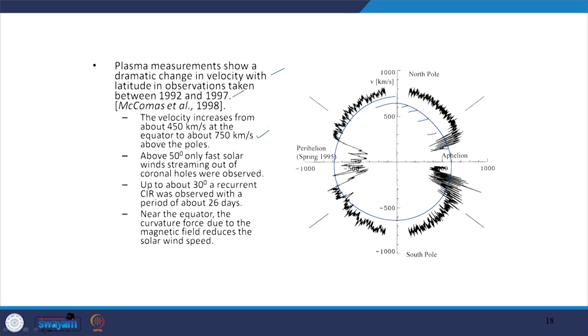Up to 30 degrees a recurrent CIR was observed with a period of about 26 days. These are the observations. Near the equator, the curvature force due to the magnetic field reduces the solar wind speed. So, you are more likely to find high speed solar wind from a high latitude rather than a low latitude.